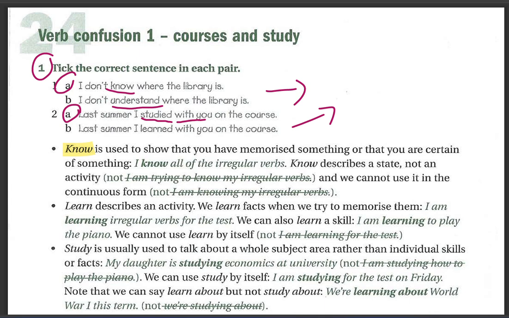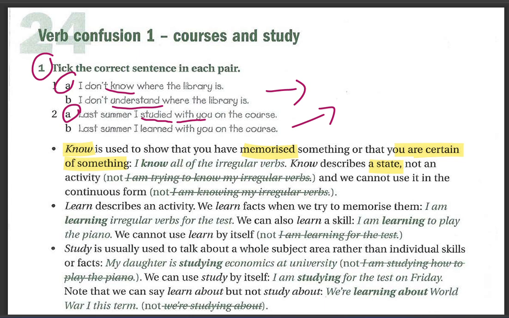Know is used to show that you have memorized something or that you are certain of something. So we use know to show we have memorized something or we are certain of something. Look at the example. I know all of the irregular verbs. Know describes a state, not an activity. So when it comes to memorizing, when you are certain about something and when you want to describe a state, use know.